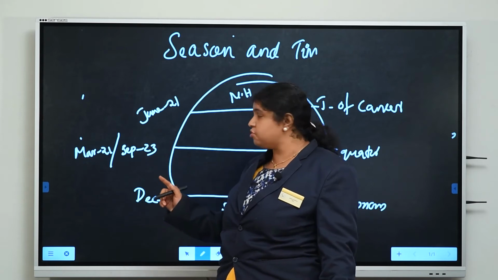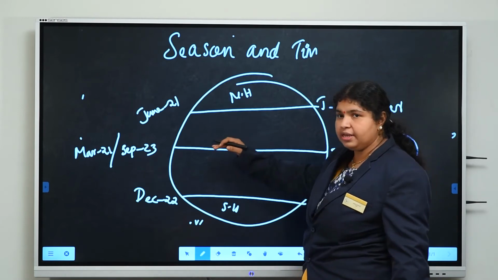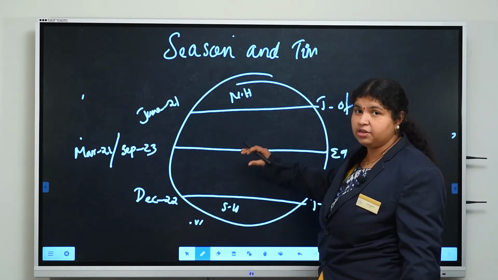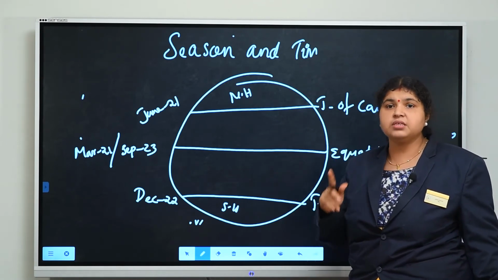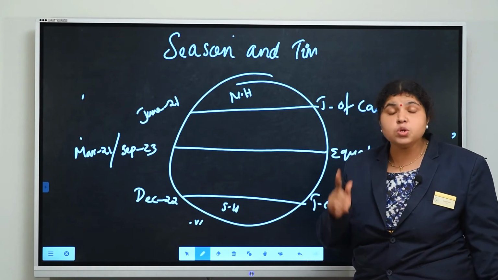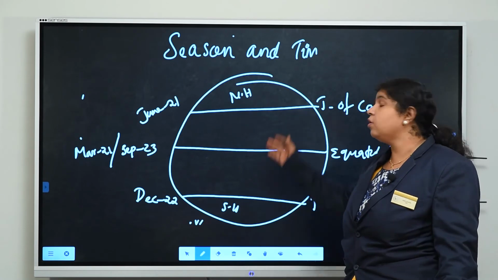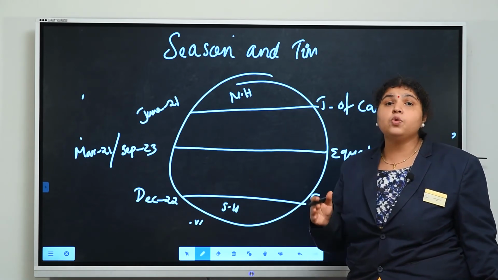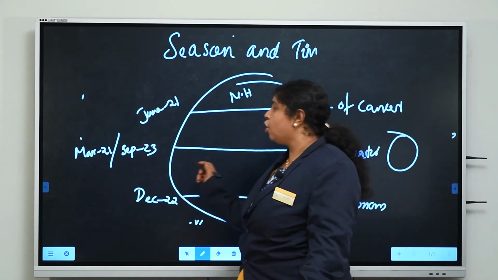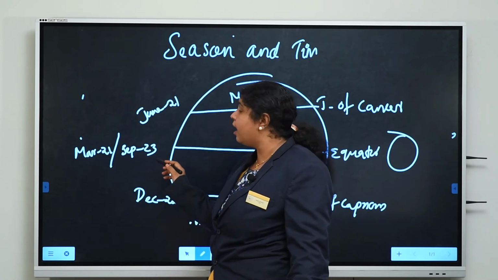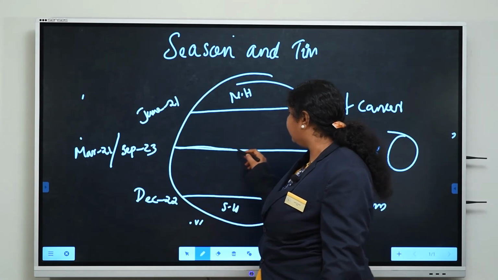So during equinox days, the sun is over the equator, and here it's the equator. The sun is over the equator. Those days are called equinox days. Equinox means equal day and night. On those days, both hemispheres, the northern and the southern, experience equal day and night. Okay, hope it is clear. So March 21 and September 23 are the equinox days. On March 21, the sun is above the equator.